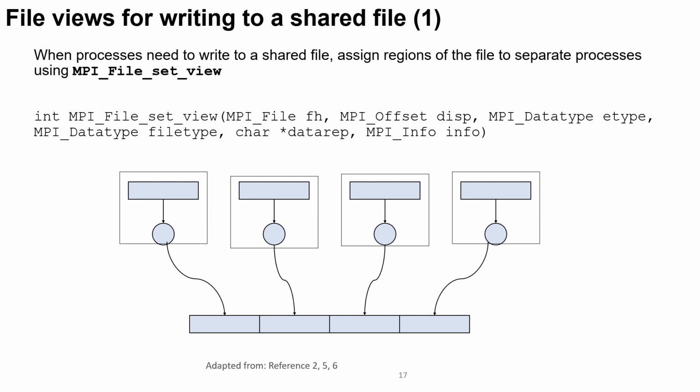If we take a look at the signature of this function, it accepts certain arguments such as the file handle, the offset or the displacement for each process to do the writing or reading from. And then we pass the MPI data type argument for elementary types or the E types. And then we pass the argument for the file type, the data representation, and the info object. It's important to understand each of these arguments individually, and we will go over these shortly.